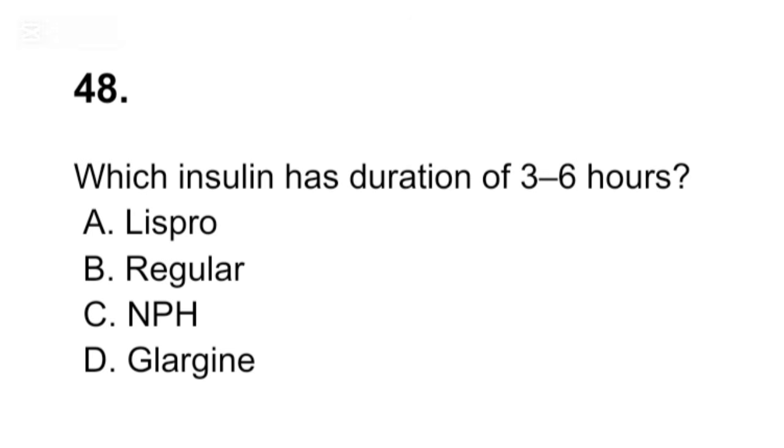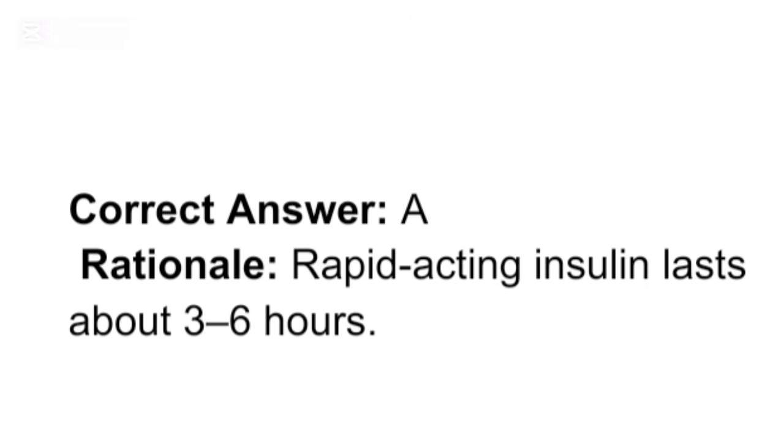48. Which insulin has duration of 3 to 6 hours? A. Lispro. B. Regular. C. NPH. D. Glargine. Correct answer, A. Rationale: rapid-acting insulin lasts about 3 to 6 hours.